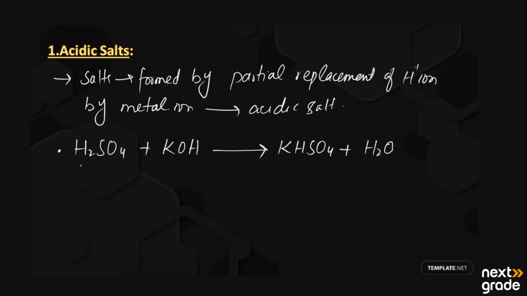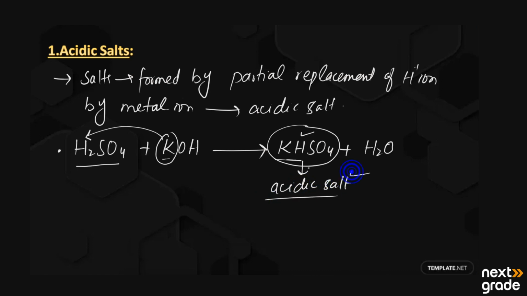Here we have H2SO4. The metal could replace all the hydrogen atoms, but we see that the metal has replaced only one hydrogen, and one hydrogen is present in this salt. So this salt is known as an acidic salt. I'm going to repeat the definition: salts formed when hydrogen ions of an acid are partially replaced by the metal ion. Partially means if the acid has two hydrogens, then just one is replaced by the metal and the other is not, and it is present in the salt. So these are the acidic salts.